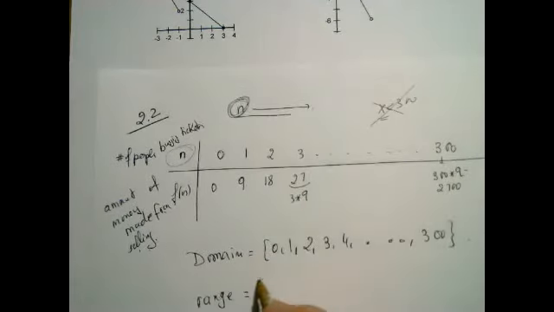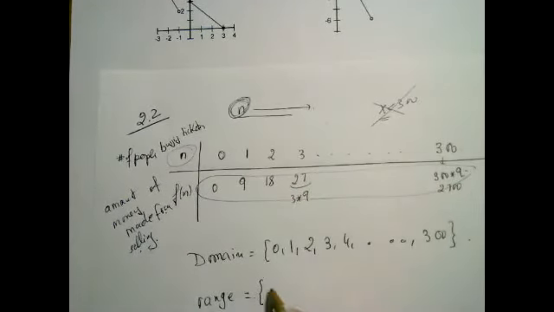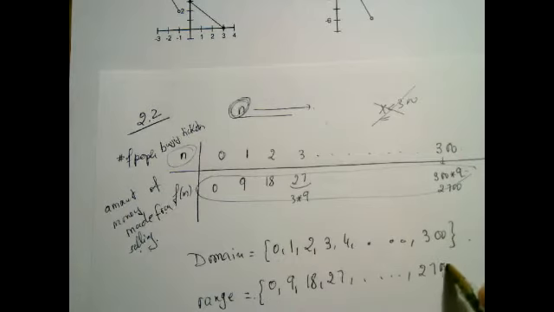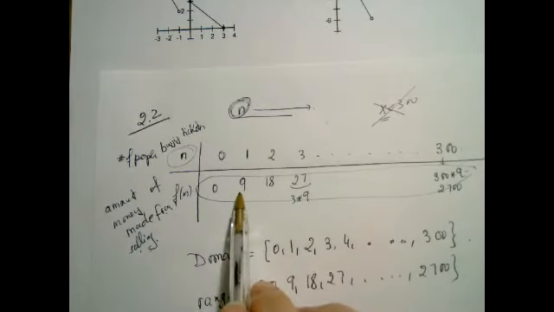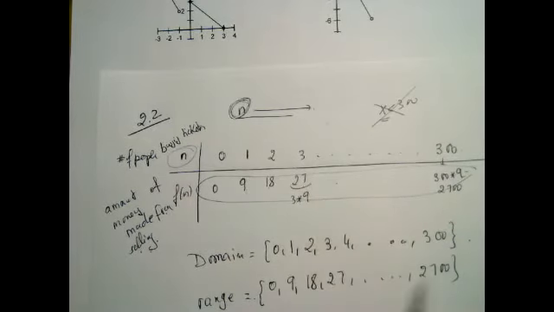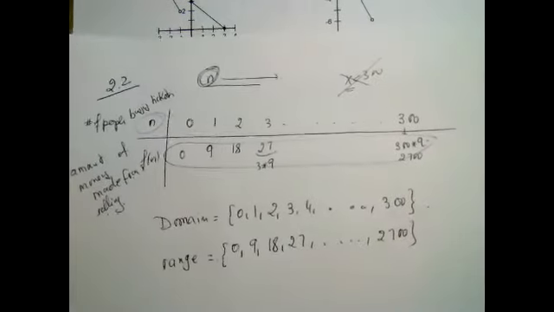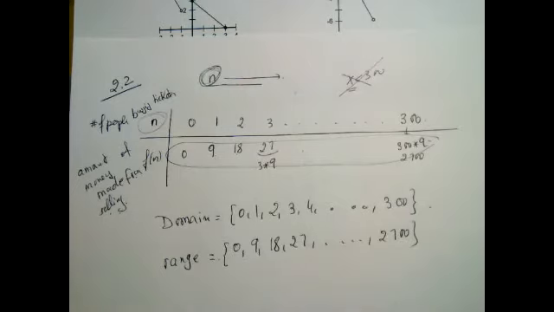And what's the range? The range are all those outputs. So it's 0, 9, 18, 27, multiples of 9. Every one is a multiple of 9. That's 1 times 9, 2 times 9, 3 times 9, 4 times 9, and so on and so forth. Okay, so that's the domain and that's the range. Any other questions?